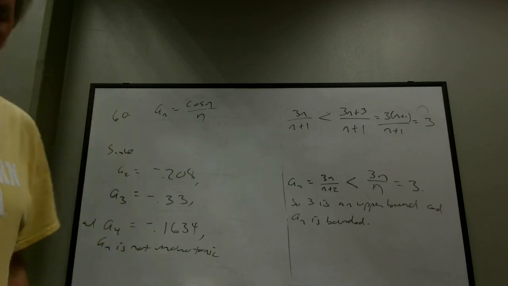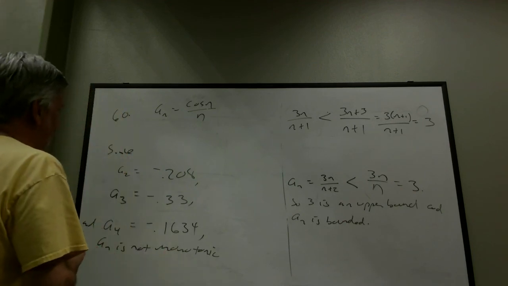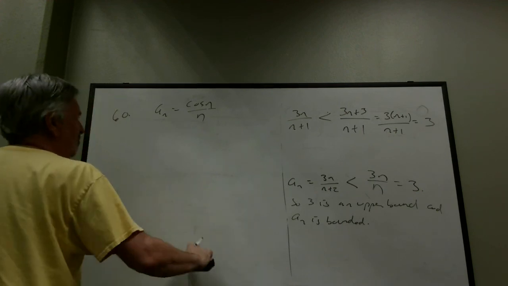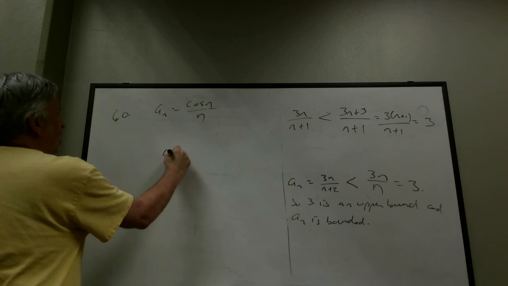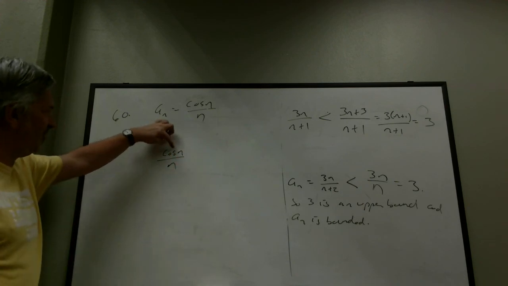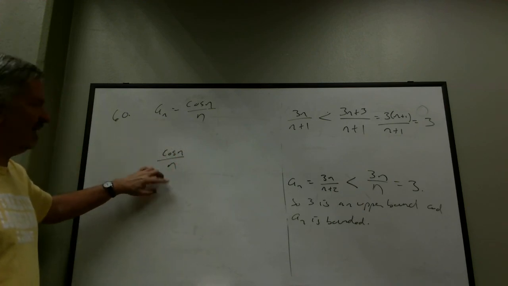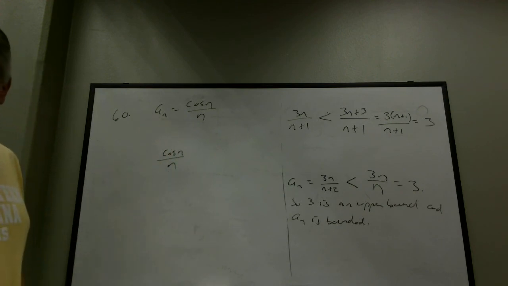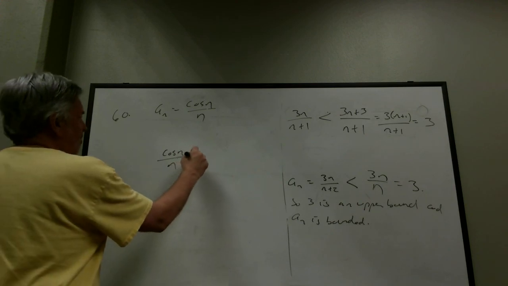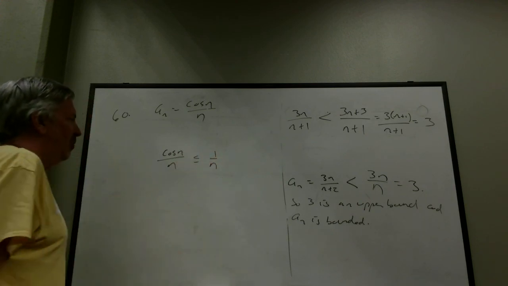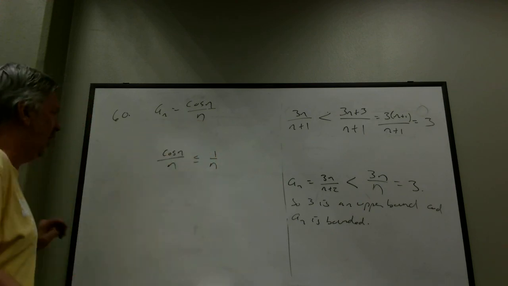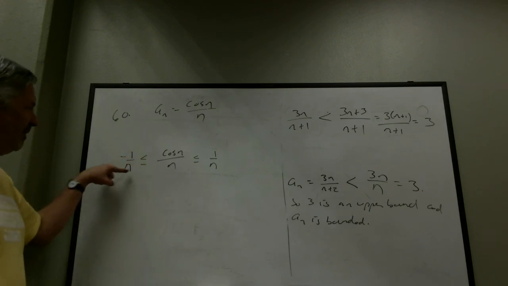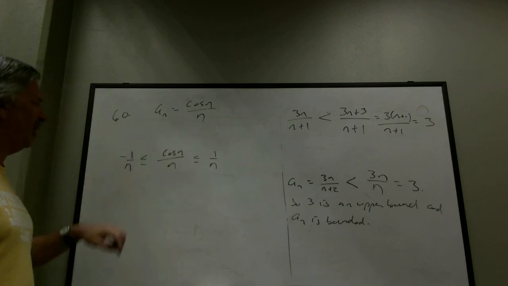Then it says discuss the boundedness of the sequence. Okay, so now I'm trying to show that this is always less than or equal to a number, or bigger than or equal to a number. Cosine n over n. Now we saw that sometimes cosine n is positive, sometimes negative. So this whole thing is sometimes positive, sometimes negative. Well, let's do like we did before. We know this is always less than or equal to 1 over n because cosine is no more than 1. We know it's bigger than or equal to minus 1 over n. I left the denominator alone. Cosine's trapped between plus or minus 1.